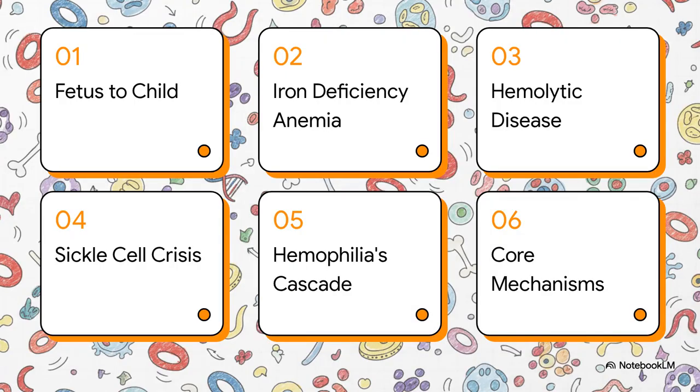So here's our game plan for today. We're going to start with the amazing transition a baby's blood makes, from fetus to child. Then we'll jump into what happens when things go sideways. We'll look at iron deficiency, a really wild maternal-fetal conflict, the crisis of sickle cell, and the broken chain reaction in hemophilia. And at the end, we'll tie it all together so you can see the bigger picture.